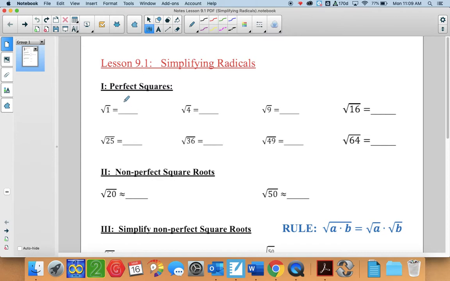We have worked with square roots so far this year, and we know that some common square roots, and we're going to call them starting now perfect square roots. The square root of 1 is 1 because 1 times 1 makes 1. Square root of 4 is 2, and square root of 9 is 3, and square root of 16 is 4, and square root of 25 is 5, 36 is 6, square root of 49 is 7, square root of 64 is 8, and you can keep going further.